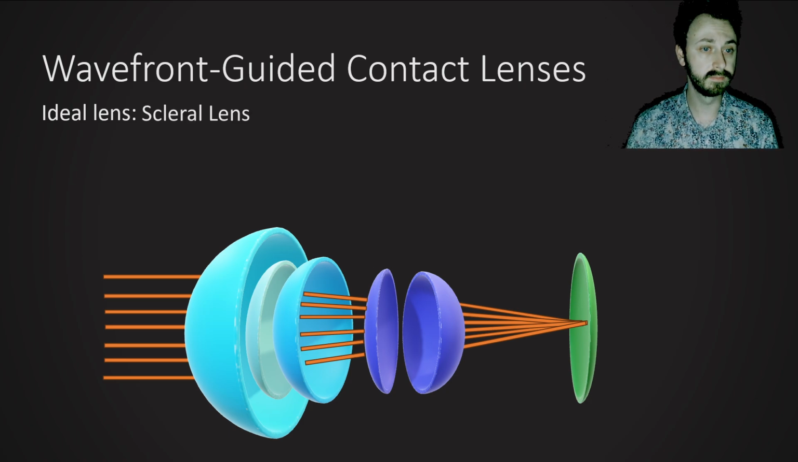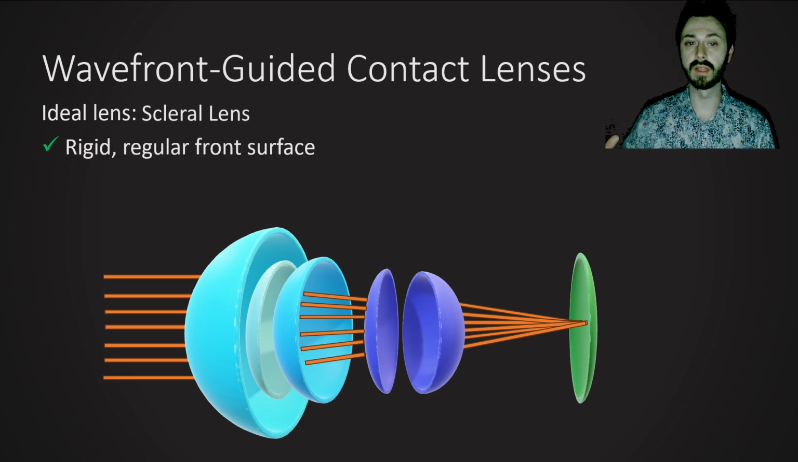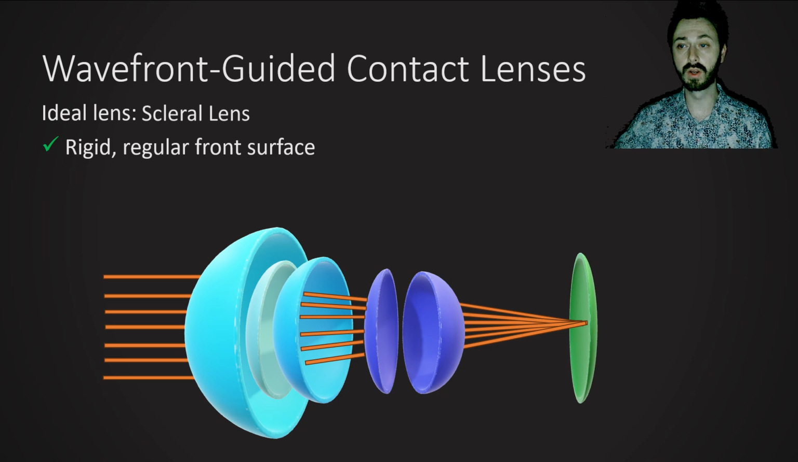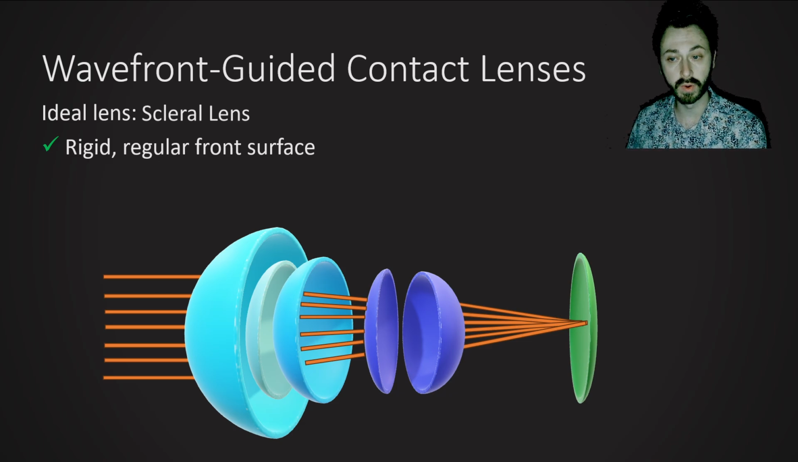Reason being, a scleral lens has a rigid, regular front surface. This allows for consistent correction that isn't going to modify with blink or hydration, and it will essentially provide the same level of correction throughout the day.